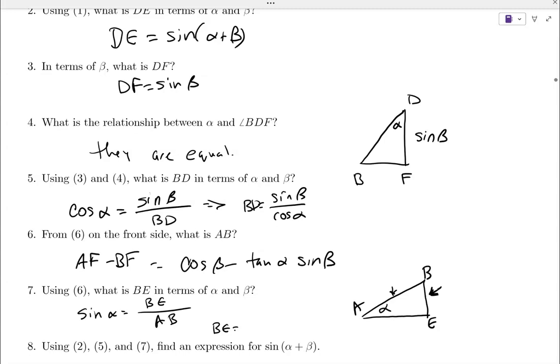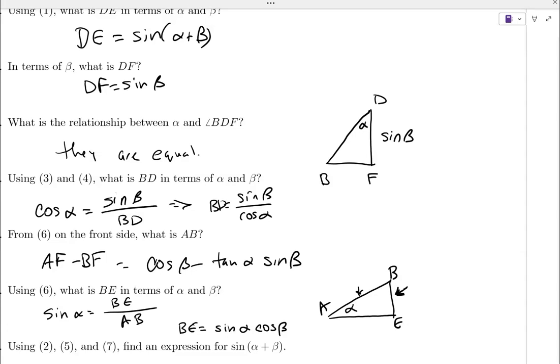So your BE is sine of alpha times, I'm just going to distribute it. We got sine alpha cosine of beta, and then minus the product. Something's not going right here. Sine alpha tangent alpha sine beta. All right. I just distributed the sine alpha through that to those different pieces here.